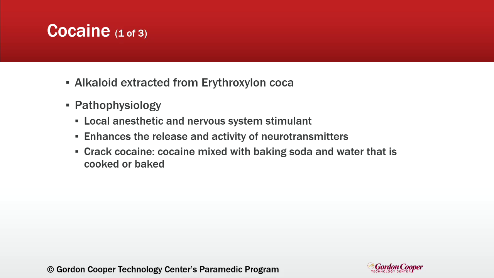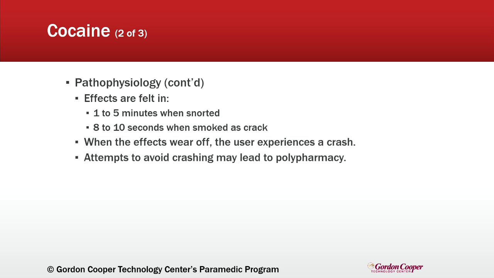Cocaine hydrochloride is rapidly absorbed via snorting, injection, oral ingestion, and topical application. A smokable form was created by combining cocaine and baking soda and water, and then heating it into bricks or blocks, and then they would break it off and smoke it. The smokable form is commonly known as crack. When snorted, the onset is within 1 to 5 minutes. When smoked, it's almost immediate, within 8 to 10 seconds.